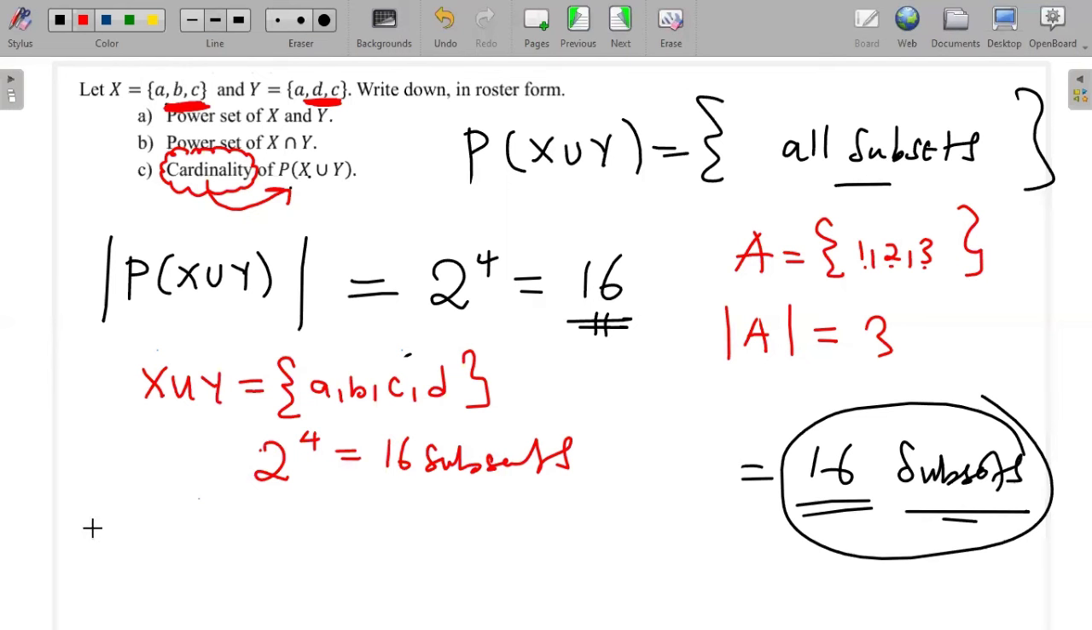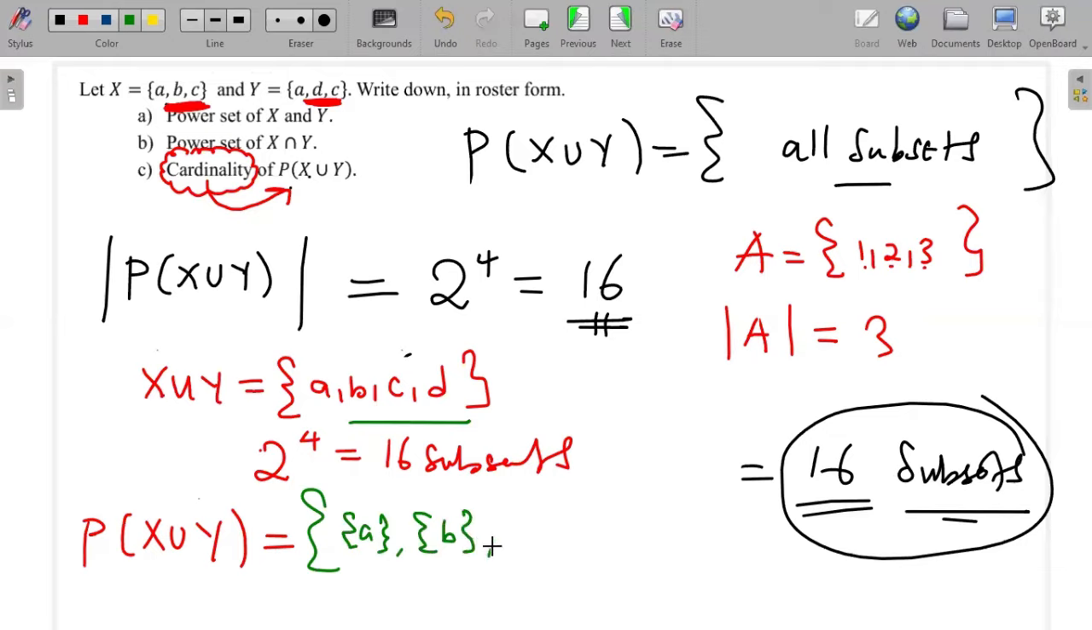So it means the power set of X union Y, here we can't list all the subsets because there are 16. There are a lot. So it means this set here, the power set of X union Y, is going to have all the 16 subsets of this set. So you can say the first one is A. I won't list everything. The other one is B on itself. The other one is C on itself. The other one is D. And then you start the pairing, A with what, A with what, until you have 16 sets inside this set, which is the power set of X union Y, right?